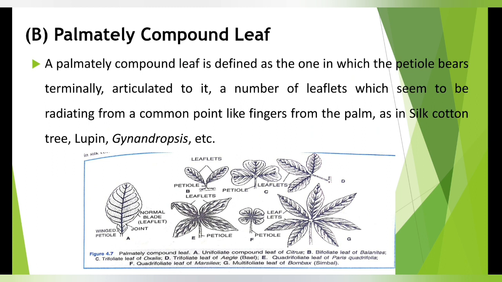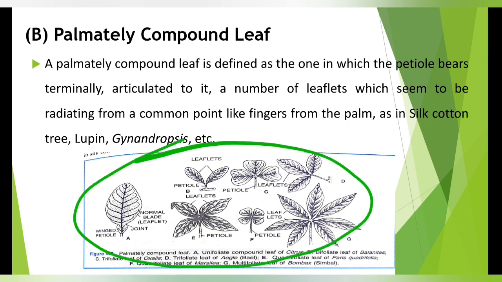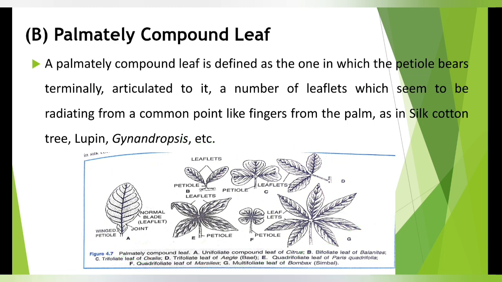Then palmately compound leaf. The palmately compound leaf is defined as one in which the petiole bears terminally articulated to it a number of leaflets which seem to be radiating from a common point like fingers from the palm, as in silk cotton tree, lupin, gynandropsis. So in this plant, palmately compound leaves are found. So these all are palmately compound leaves, where all the leaves originate from a common point like a palm. We have fingers, but they originate from a single point from our palm. In that manner these leaves are arranged, so it is called palmately compound leaves.